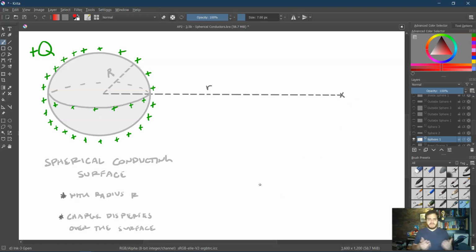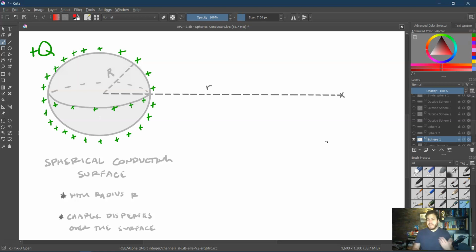And if we charge this sphere with some charge plus Q, well, those charges are going to distribute over the surface of the sphere, because they're going to repel from each other, they're going to try to get as physically far away from each other as they can, so they're going to occupy only the outside of the sphere.